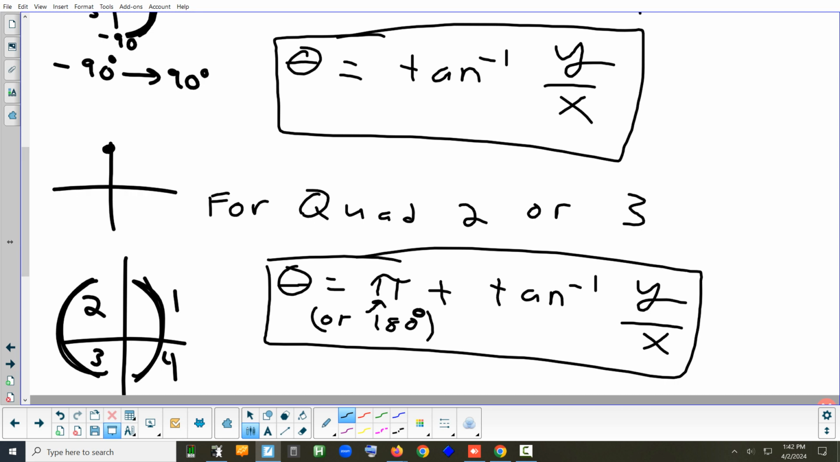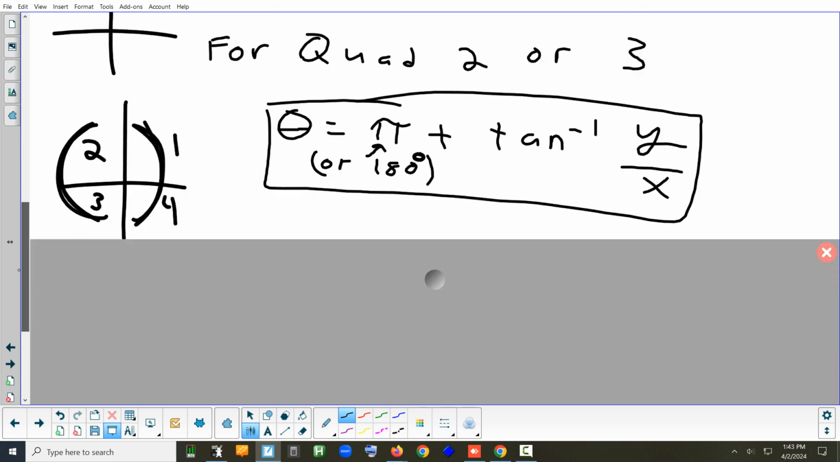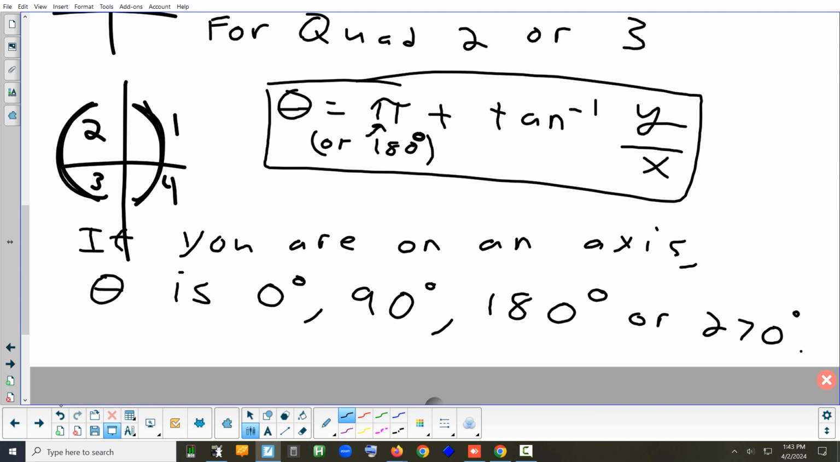Think about this point right here. What's the x value of that point? 0. I don't know the y value. It's up. But the x value is definitely 0. What happens if you try to plug in 0 for an x value into either one of those formulas? It's going to be 0. Oh, wait, never mind. It would be undefined because you'd be plugging 0 in for x. That's dividing by 0. You can't do that. So those formulas only work when you are in a quadrant. If you're on an axis, you have to memorize that it's one of those 4 answers: 0, 90, 180, or 270.